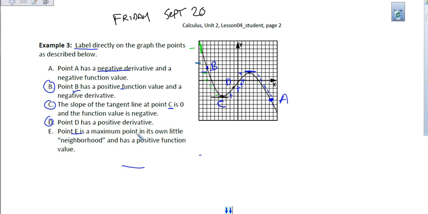Point E is a maximum point in its own little neighborhood and has a positive function value. So we'll learn about this, that this is called a relative maximum. It's not the absolute maximum point on the graph, as you can see. It's a lot taller over here, but in its own little neighborhood, like it's described here, that's known as a local max.